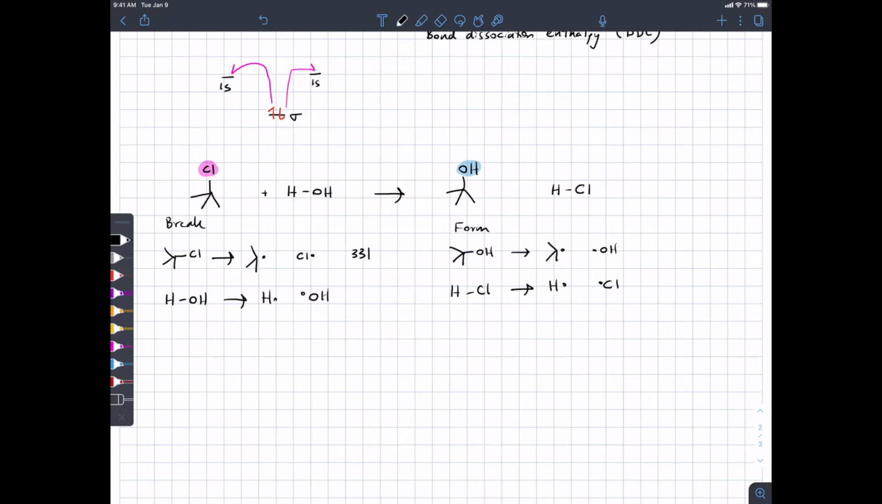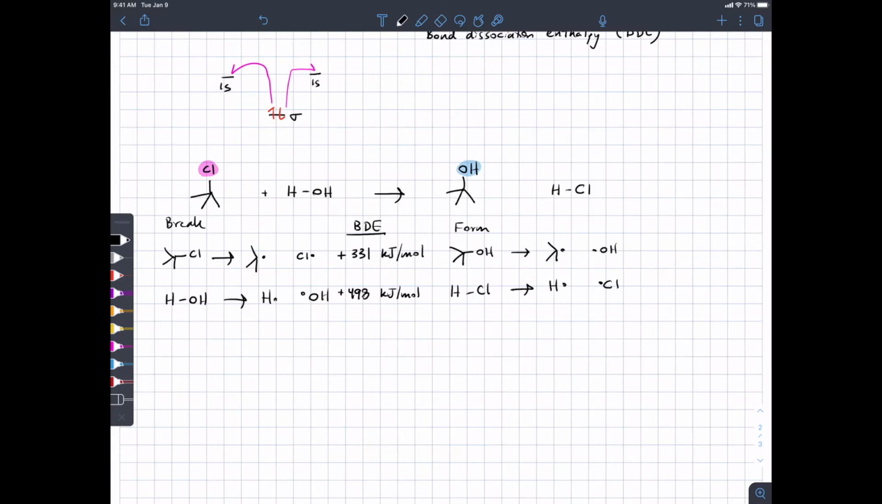So 331 kilojoules per mole to break this bond. So this is the bond dissociation enthalpy. This is uphill. And then breaking the bond in water is actually uphill by almost 500 kilojoules per mole.